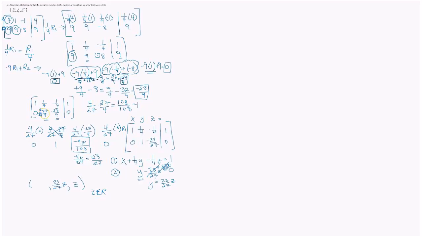That's going to be my second value in my solution. And then I'm going to take my y value and substitute it into this first equation to get what x is equal to, and I'm going to solve for x. So if I put in 23 over 27z in for y, I get 1/4 times 23 over 27z minus 1/4 z is equal to 1.